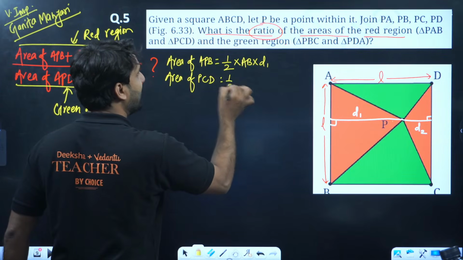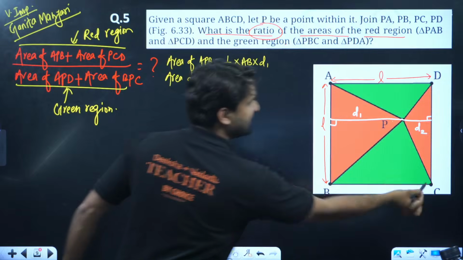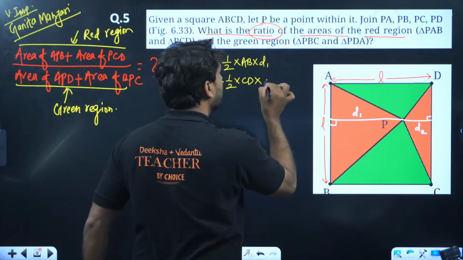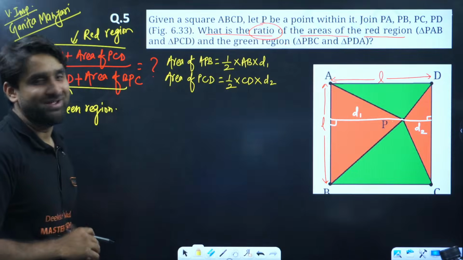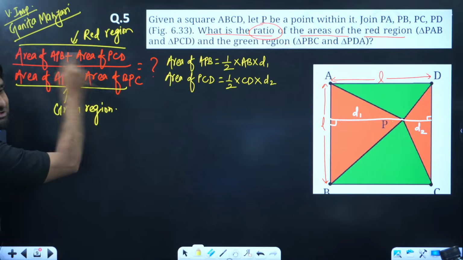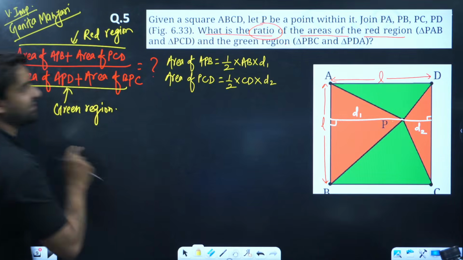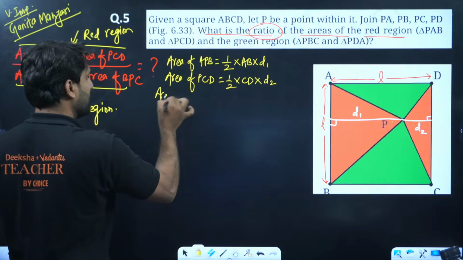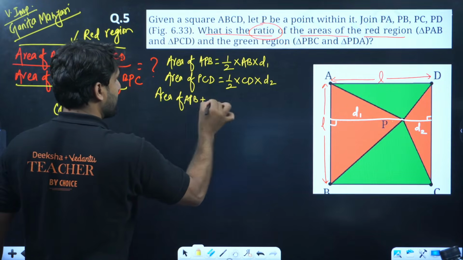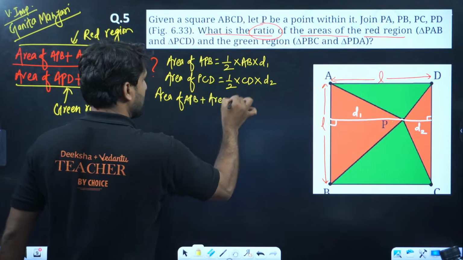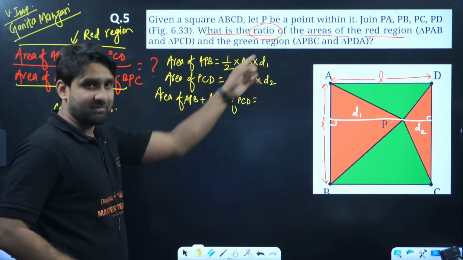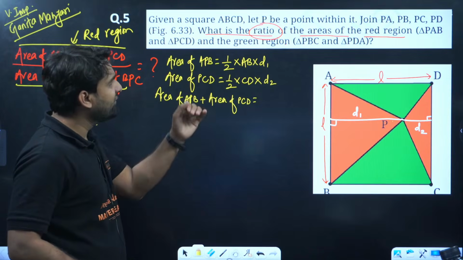Similarly, area of PCD, we can write half for PCD. CD will be base and the perpendicular will be D2. Wow. Now add both. Why are we adding? Because we require the complete red region. So area of APB plus area of PCD is equal to, adding right hand side also. So can we take half common?